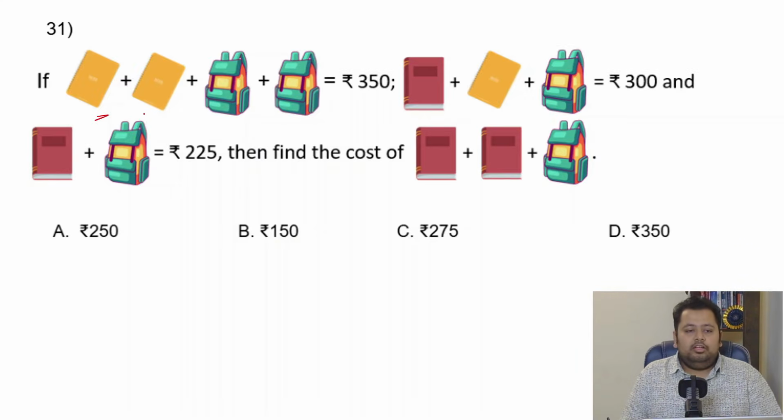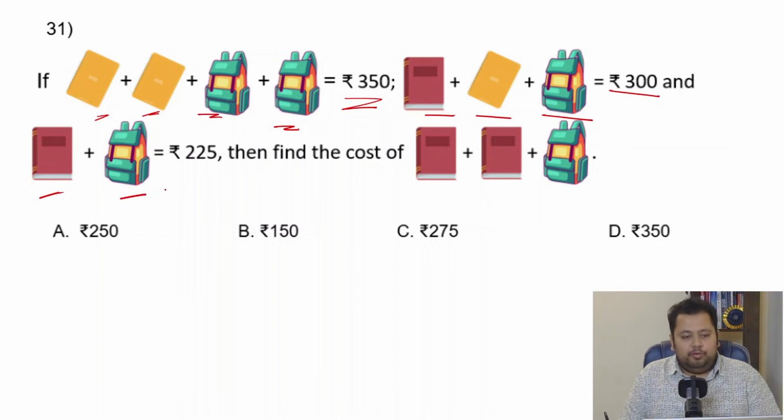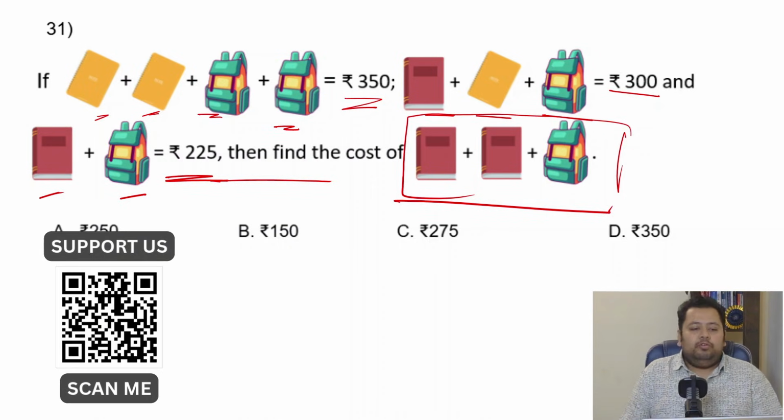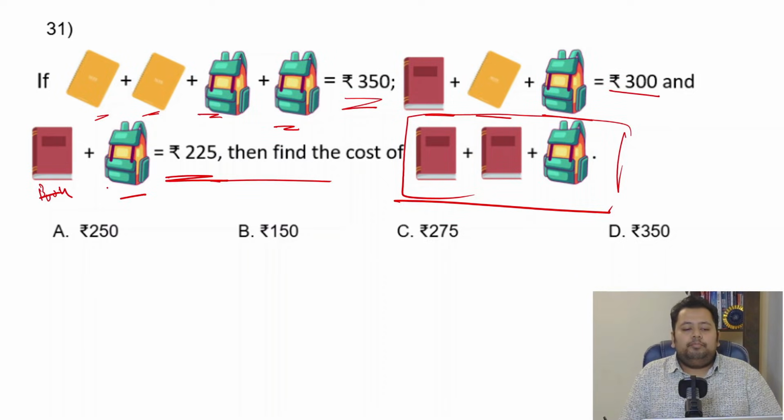If notebook plus notebook plus two backpacks is rupees 250, then book plus notebook plus backpack is rupees 300, and a book plus notebook plus bag is rupees 225. Then find the cost of this, right? So you have to find the cost of this. What we know is the cost of the book plus the school bag is rupees 225, right? So this can be replaced here, right?